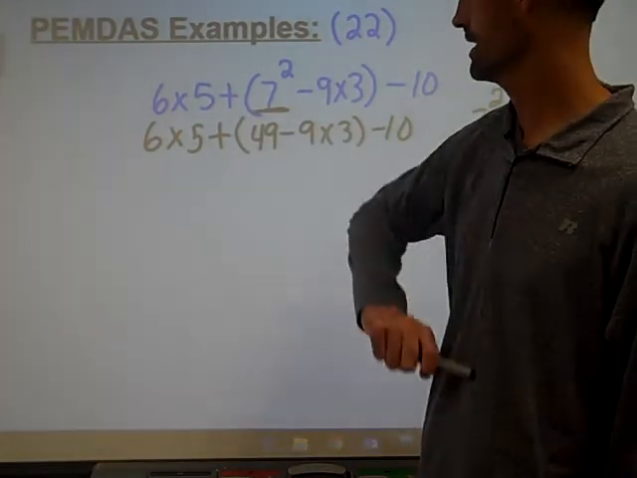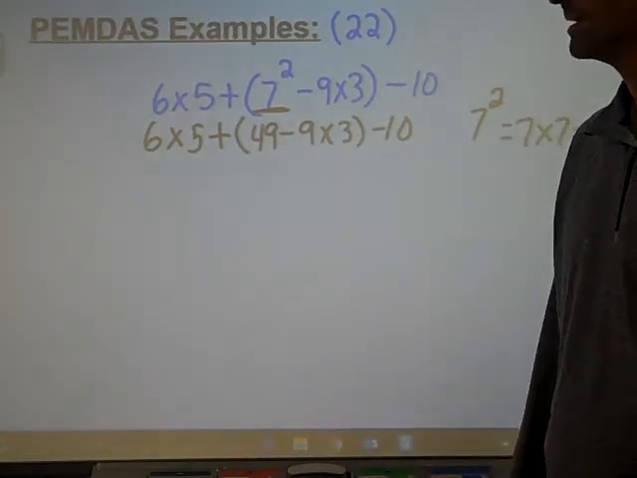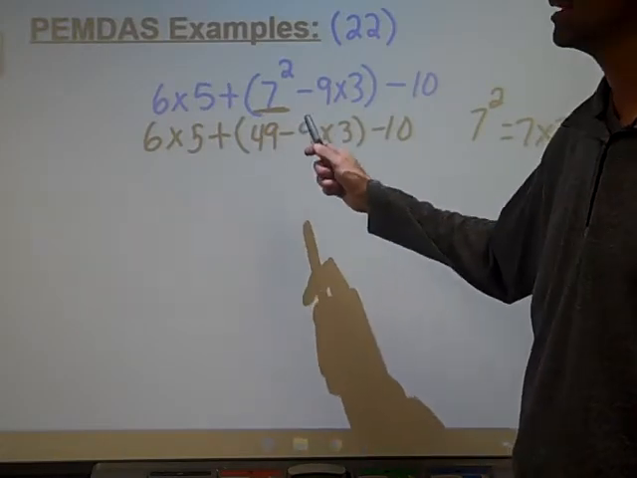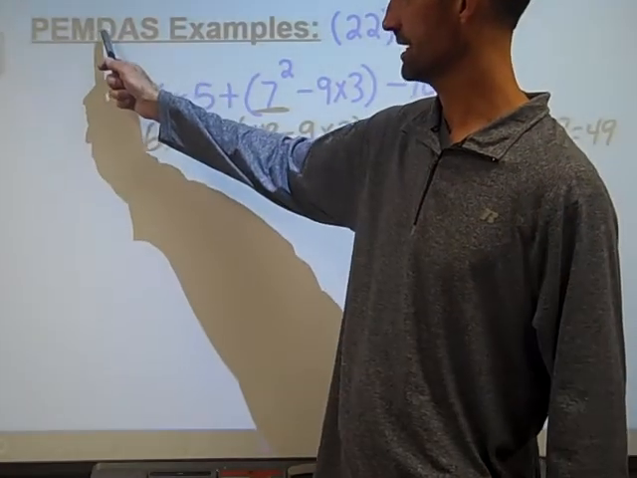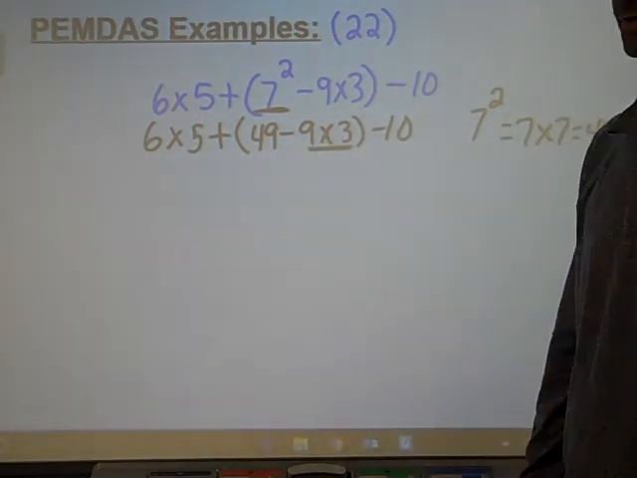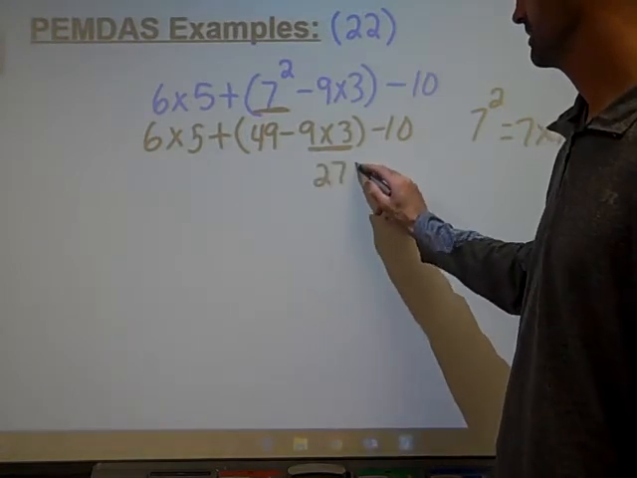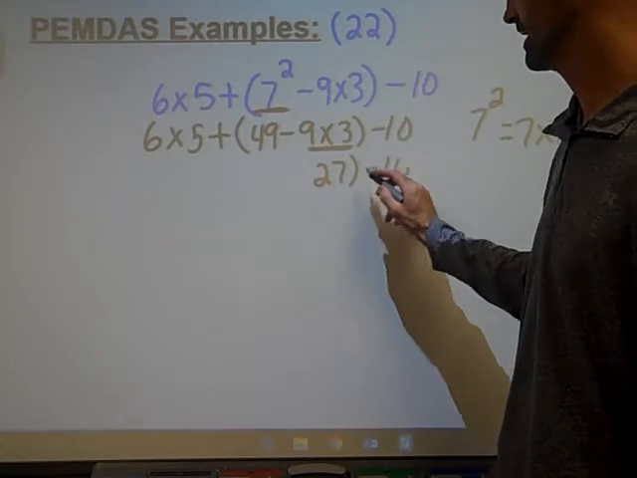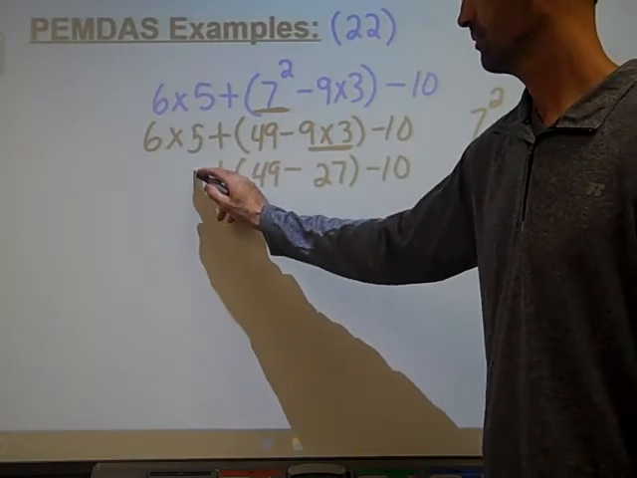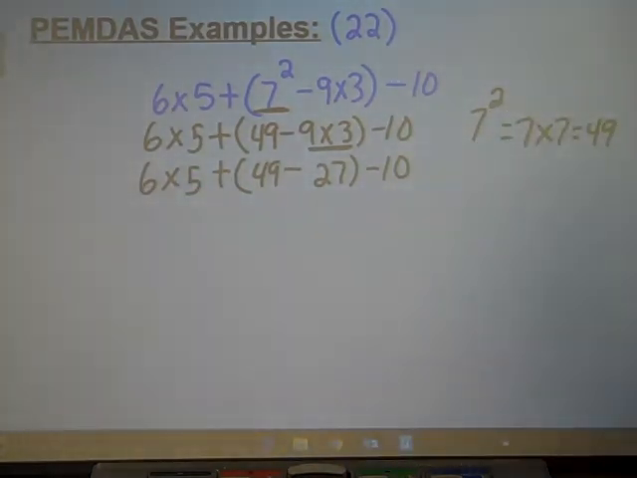Okay, so we go back. Do we have parentheses? Yes, we still have parentheses. Inside the parentheses, are there any exponents? No. Is there multiplication or division? Yes, there's multiplication. So that's my next step. 9 times 3, 27. Copy everything else as it is. Okay? One step, one thing at a time.